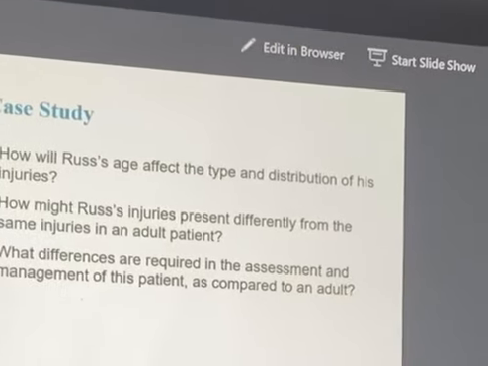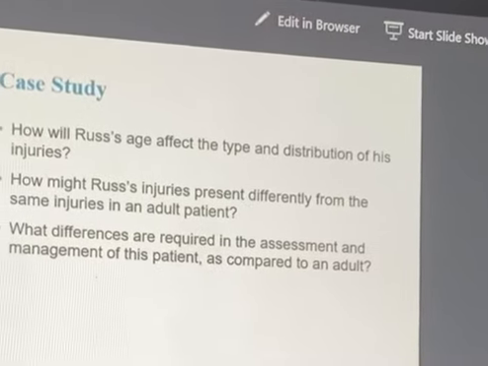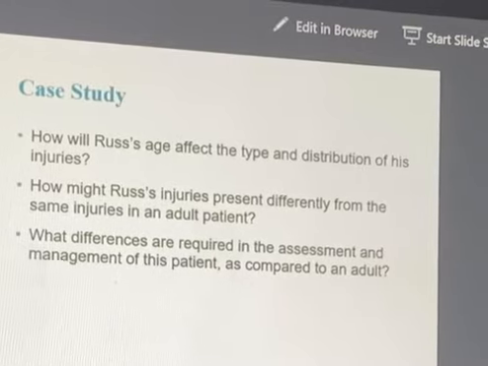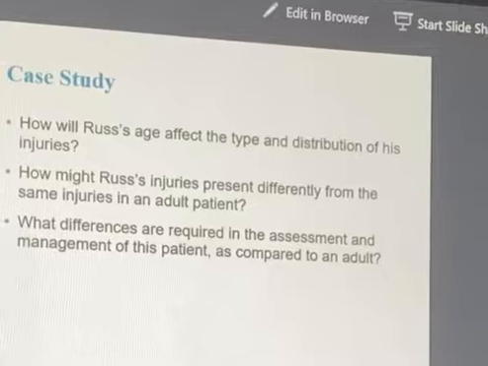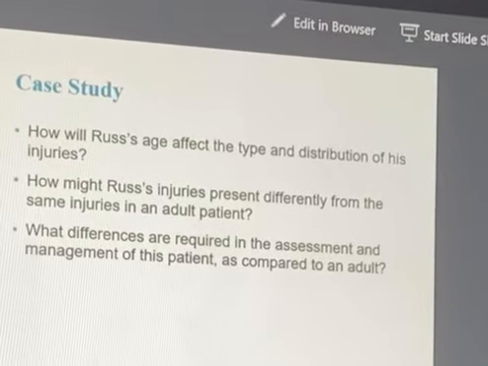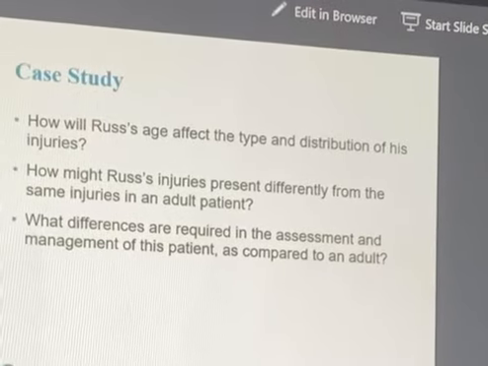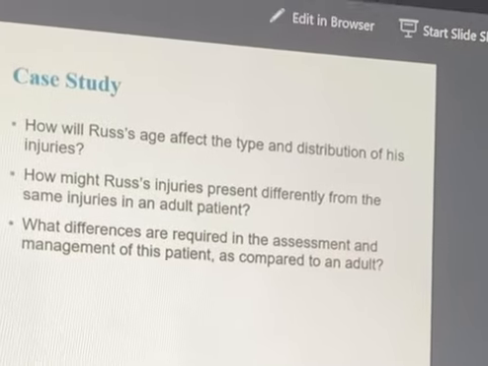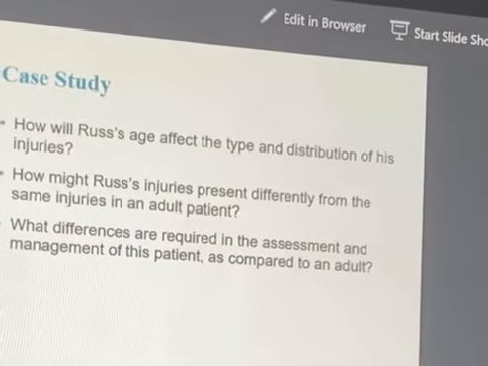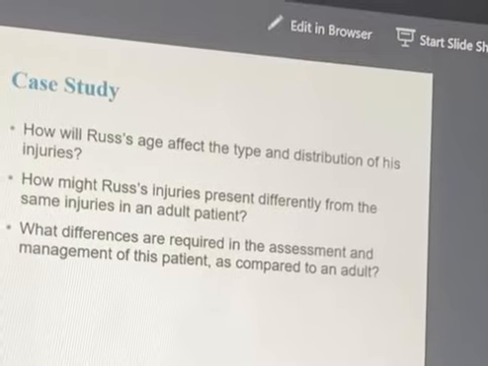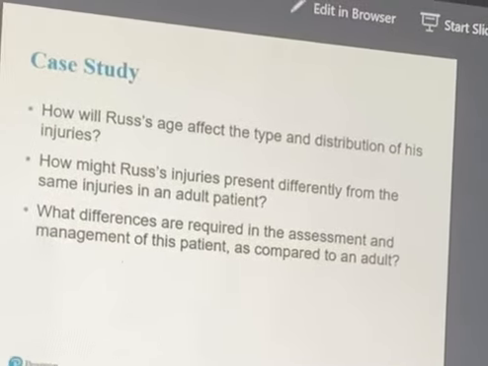How will Russ's age affect the type and distribution of his injuries? Remember, we talked about when adults strike a car versus when a kid strikes a car. Kids, it's usually the chest and head. Adults, it's the pelvis and lower extremities. How might Russ's injuries present differently from the same injuries in an adult patient? And what differences are required in assessment and management of this patient as compared to an adult?